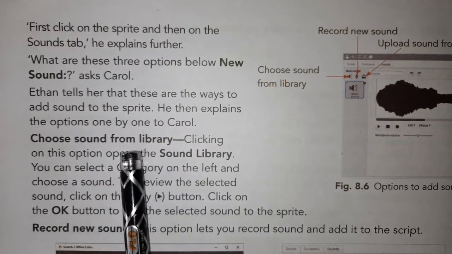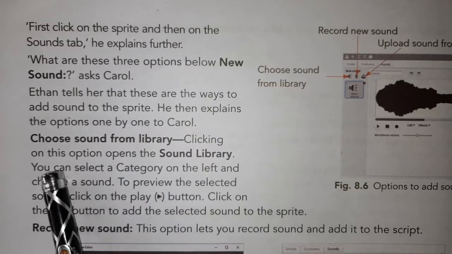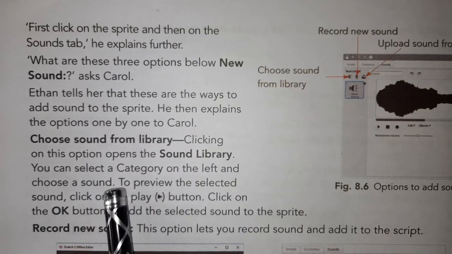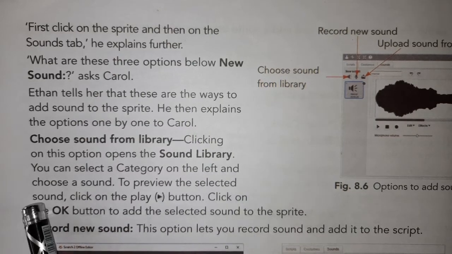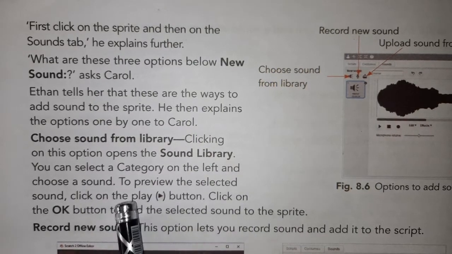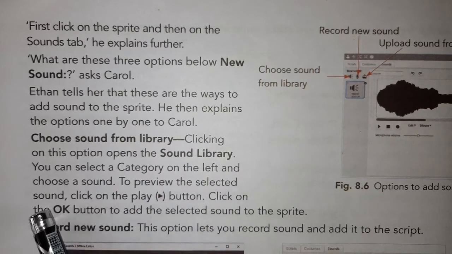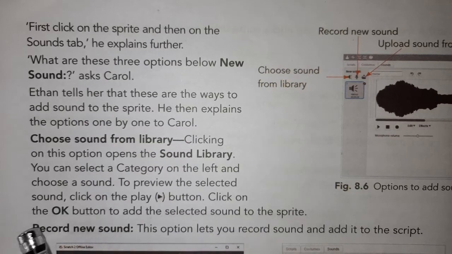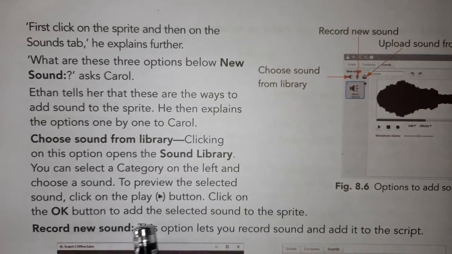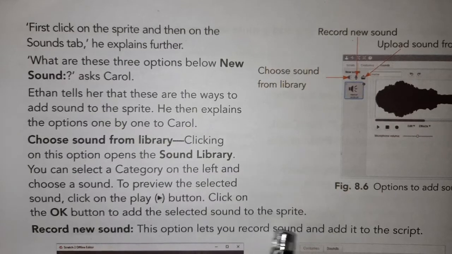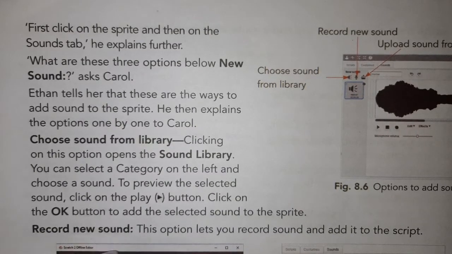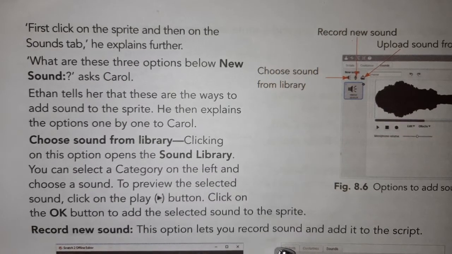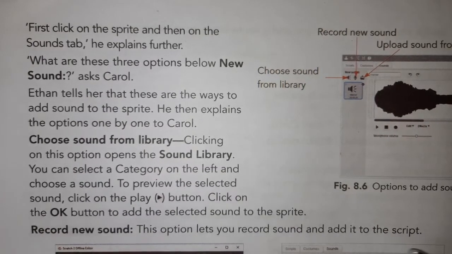Choose sound from library. Clicking on this option opens the sound library. You can select a category on the left and choose a sound. To preview the selected sound, click on the play button. Click on the OK button to add the selected sound to the sprite. Record new sound. This option lets you record sound and add it to the script.